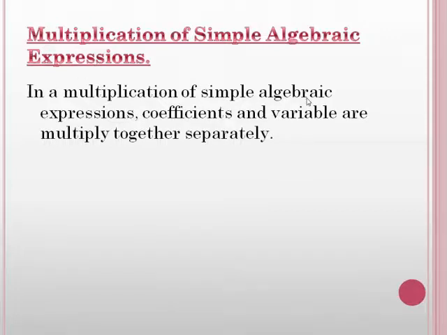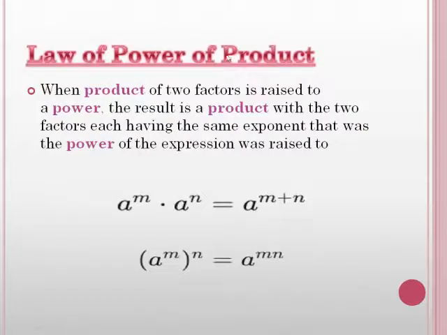Now students, there is multiplication of simple algebraic expressions. In multiplication of simple algebraic expressions, coefficients and variables are multiplied separately. There is a law of power of a product. When the product of two factors is raised to a power, the result is a product with the two factors each having the same exponent that the expression was raised to.